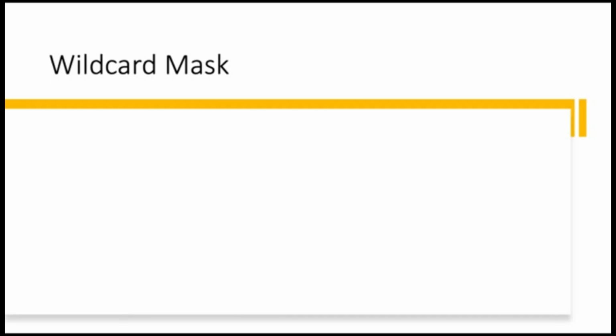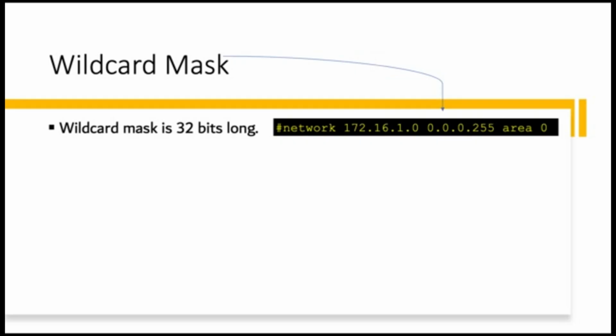Just like a subnet mask, a wildcard mask is 32 bits long. The OSPF network command compares the first two parameters in the command to each interface IP address on the local router, trying to find a match. Rather than comparing the entire number in the network command to the entire IPv4 address on the interface, the router compares a subset of the octets based on the wildcard mask.